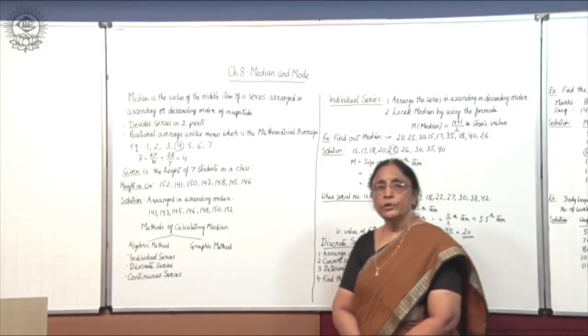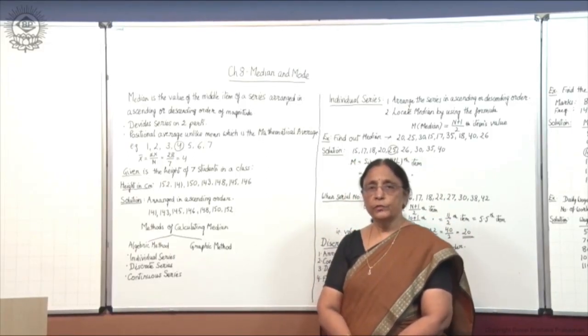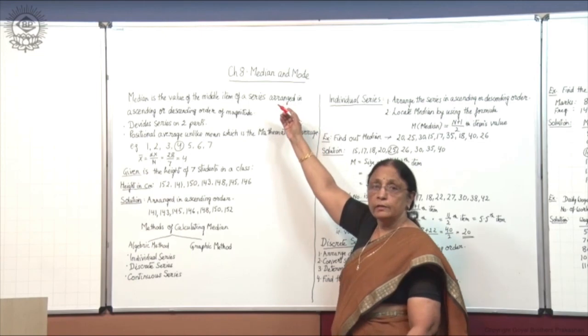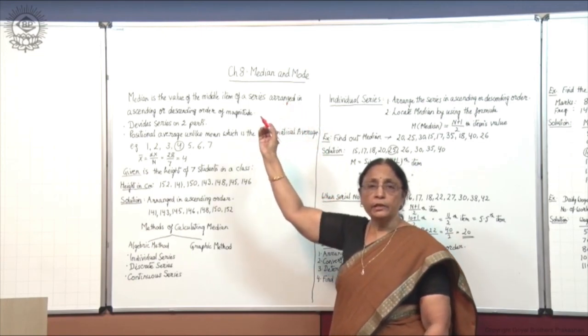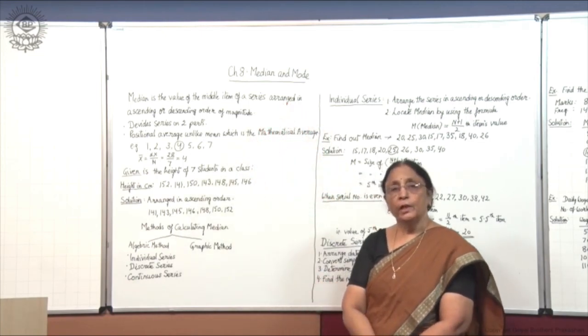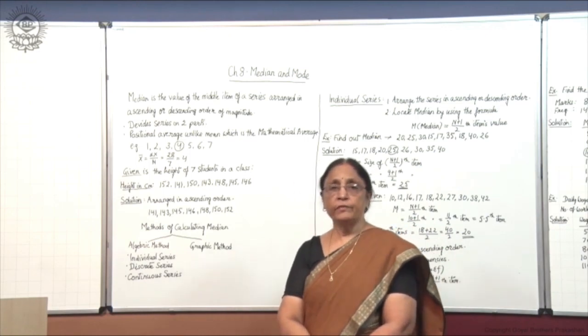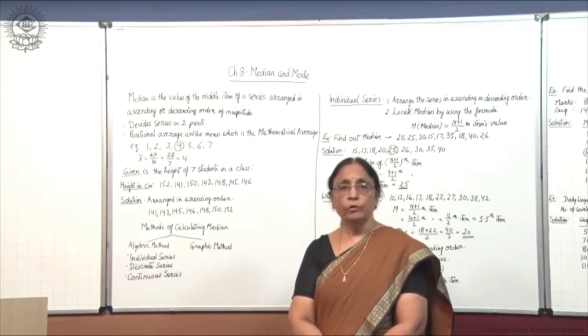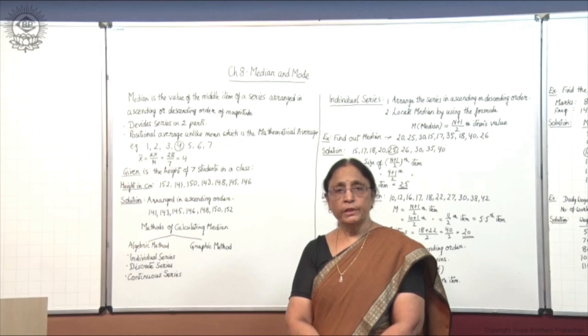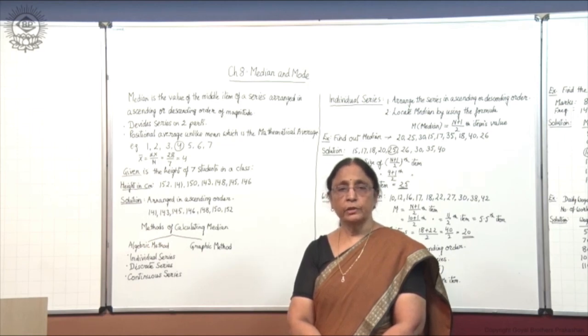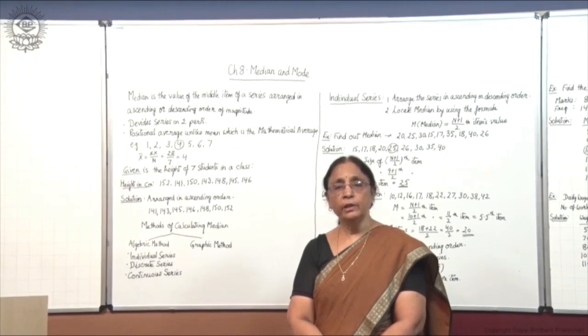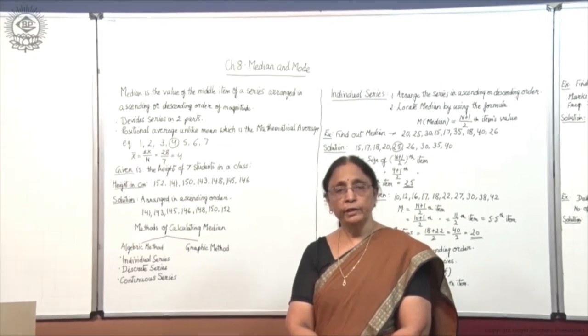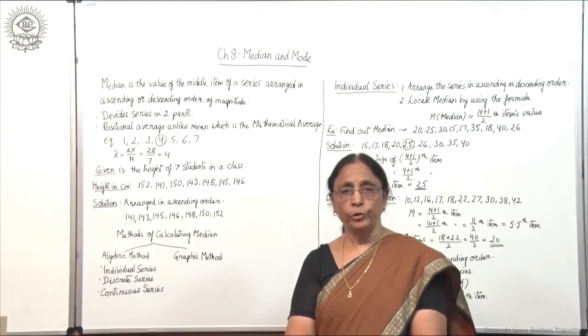Children, today I will discuss with you chapter number 8, which is known as median and mode, right? In the previous chapter number 7, I told you the measure of central tendency. Basically there are three measures that you are concerned with according to your syllabus. These are arithmetic mean, then second is median, and then third is mode.